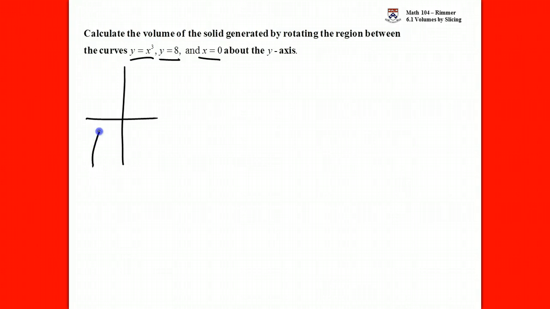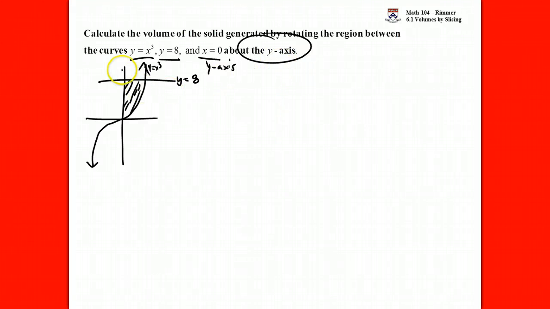Y equals x cubed looks like that. Y equals 8, horizontal line. X equals 0, a fancy way to say the y-axis. So then you denote that this is your region. Words to picture to get the region. Now, rotate this region about what? About the y-axis.